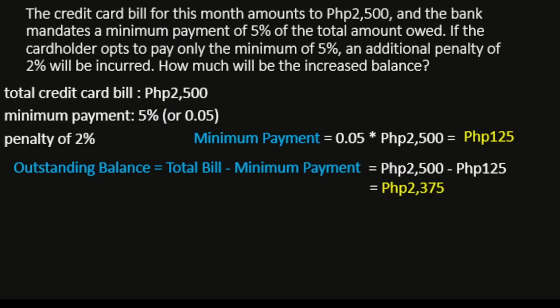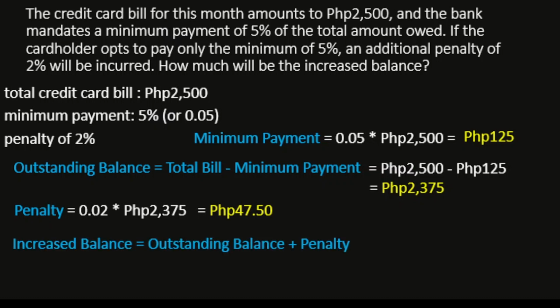However, the cardholder incurs an additional penalty of 2% on the outstanding balance. To calculate the penalty, multiply the outstanding balance by 2%. So 2% of 2,375 pesos is 47 pesos and 50 centavos. Now the increased balance is equal to outstanding balance plus penalty. So 2,375 pesos plus 47 pesos and 50 centavos is equal to 2,422 pesos and 50 centavos. So if the cardholder pays only the minimum of 5%, the increased balance will be 2,422 pesos and 50 centavos.